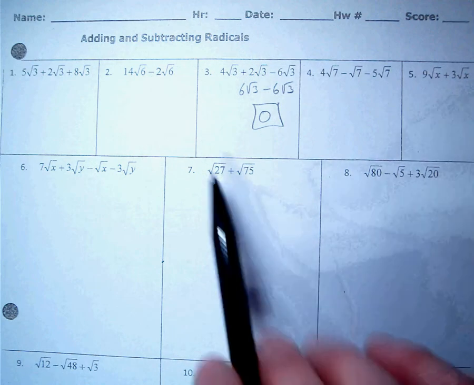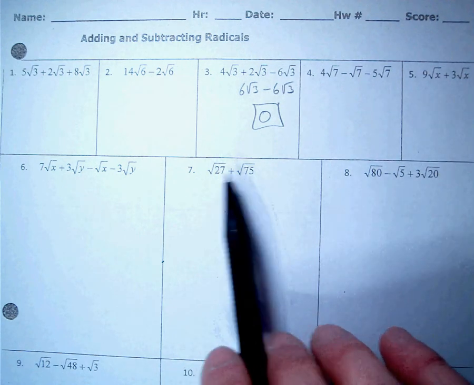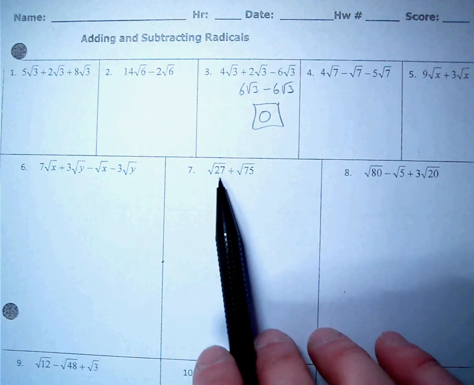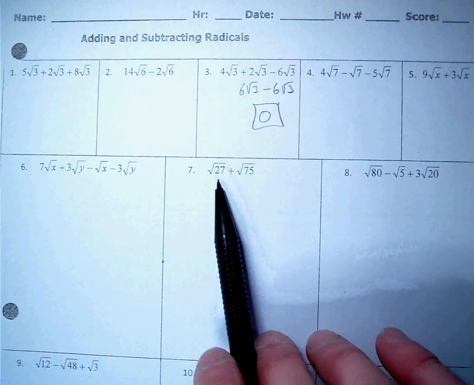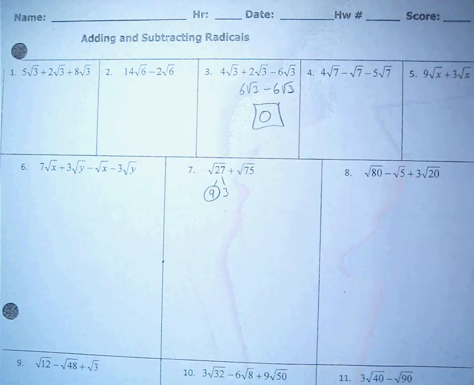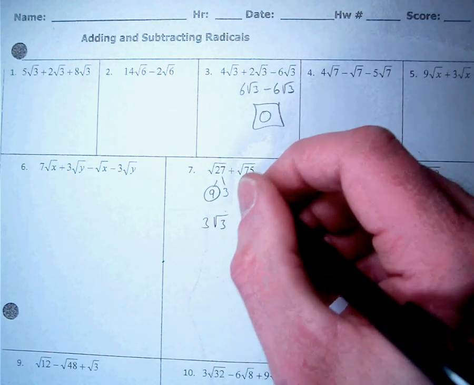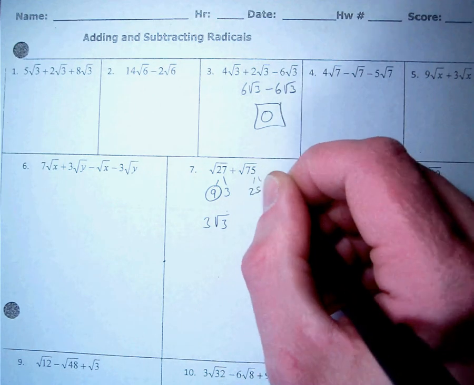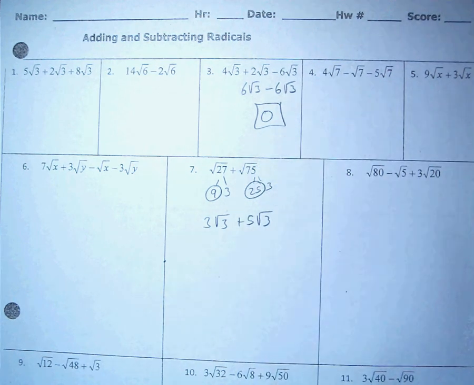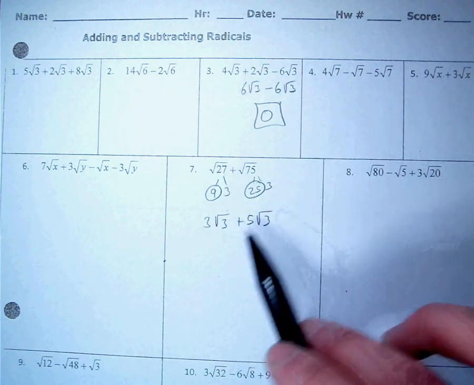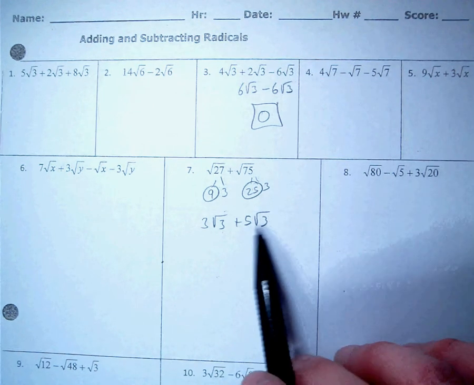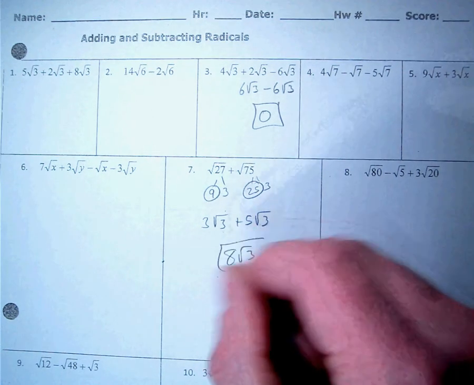On number 7, these do not match. We can't add these together. But you quickly realize, well, wait a second. This can be rewritten. This can be simplified. So let's simplify that radical. Perfect square of 9, so we get 3 square root 3. Perfect square of 25, so we get 5 square root 3. Now we notice the square root 3's match, so we're going to combine like terms. We've got 3, we add 5 more of them, we have 8 square root 3's.